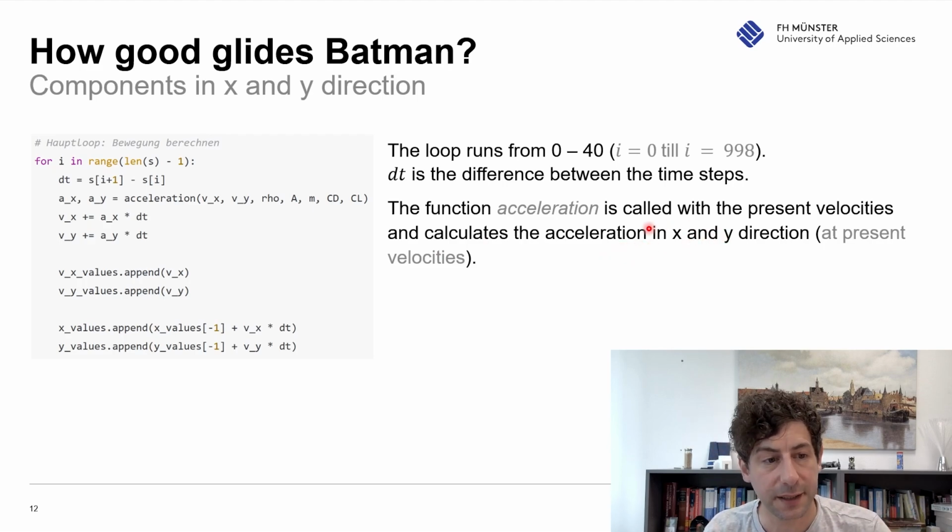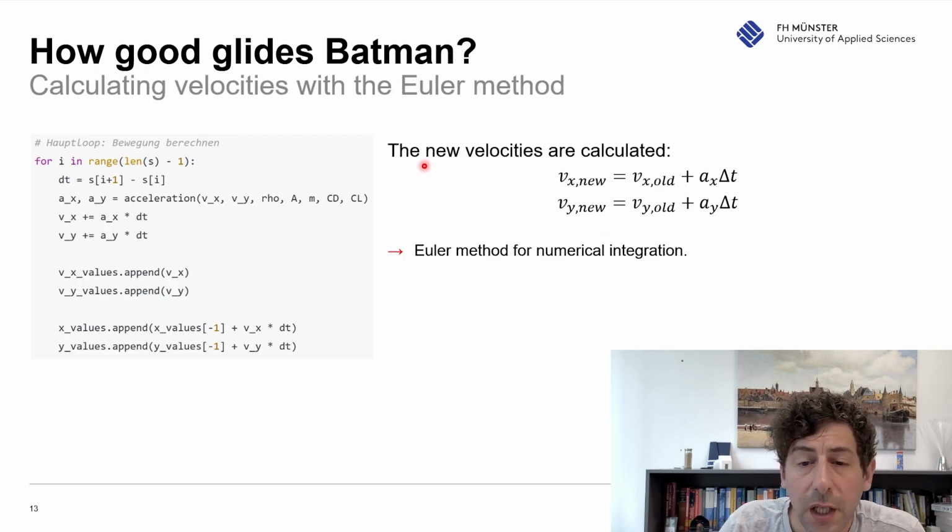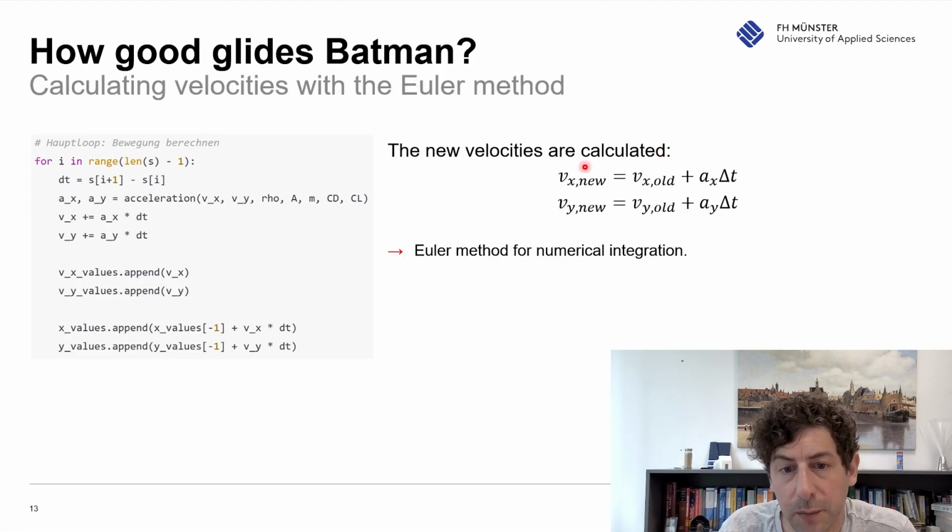And from the acceleration, we get a new velocity. And then the loop goes again and again till the time is over. So how does this work? The new velocities are calculated by the so-called Euler method, and the Euler method is nothing else than a numerical integration.